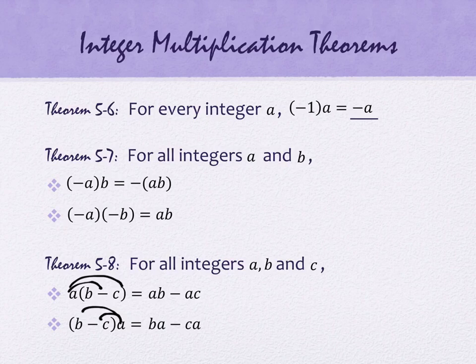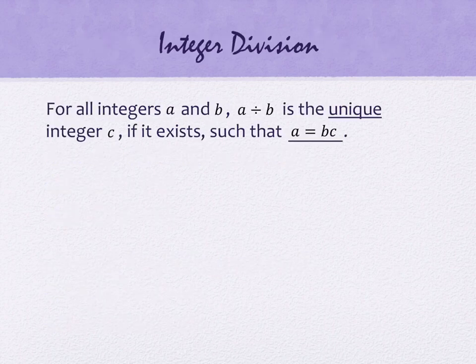All right, so now we're going to talk about integer division. It's very brief. The first thing is a definition. This looks very much like the definition of whole number division. For all integers a and b, a divided by b is the unique integer c, if it exists, such that a is equal to b times c.